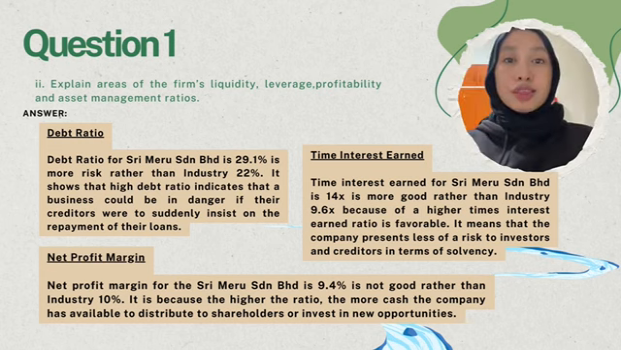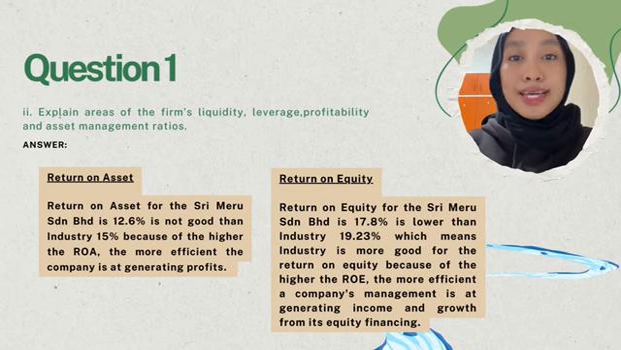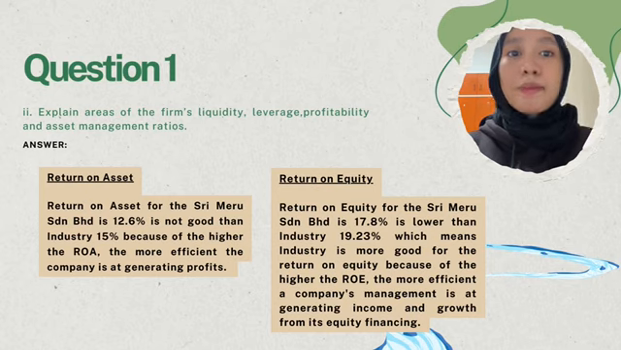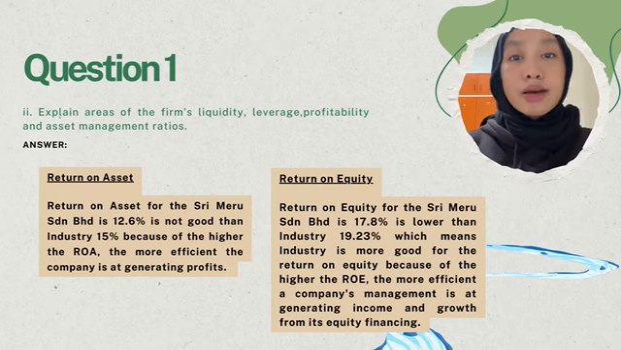Net profit margin. Net profit margin for the Sri Meru Sdn Bhd is 9.4%, which is not good compared to the industry 10%. It is because the higher the ratio, the more cash the company has available to distribute to shareholders or invest in new opportunities. Return on asset. Return on asset for the Sri Meru Sdn Bhd is 12.6%, which is not good compared to the industry 15%. Because the higher the return on asset, the more efficient the company is at generating profit.